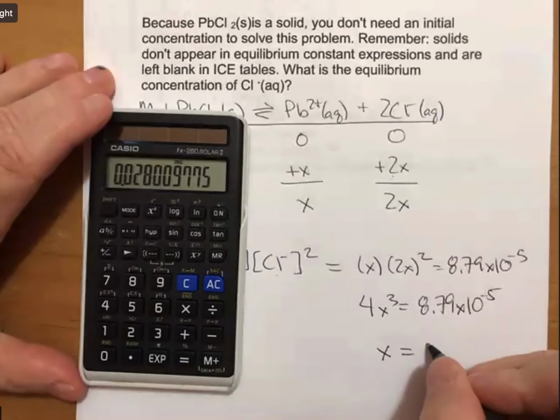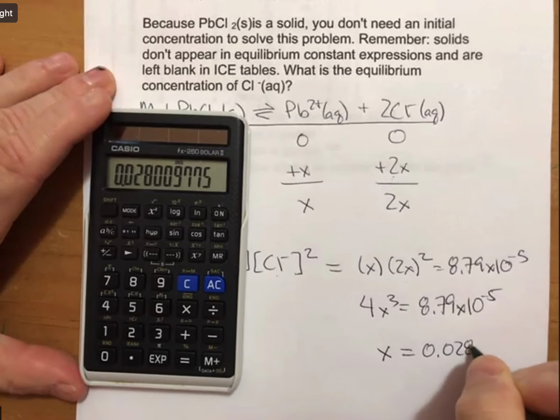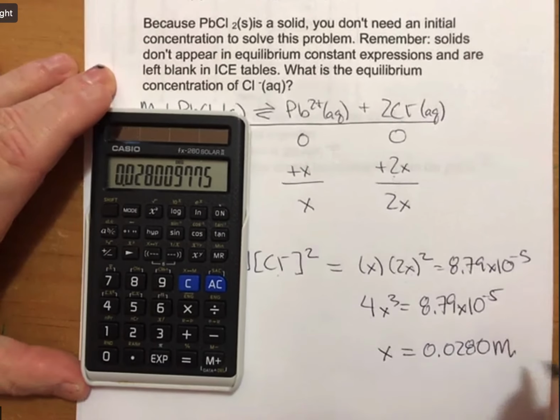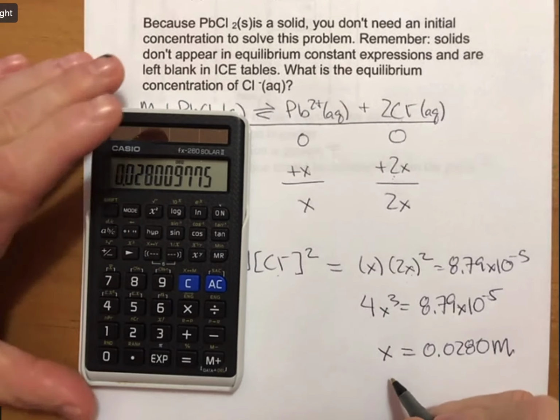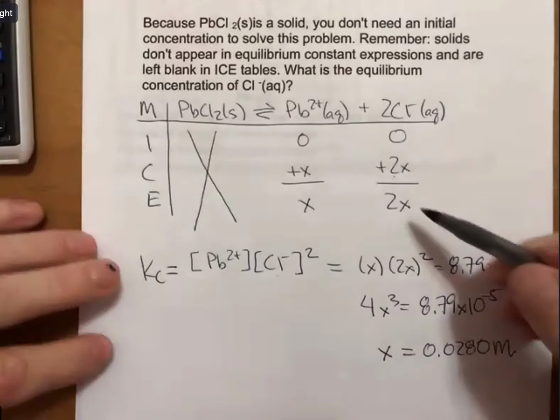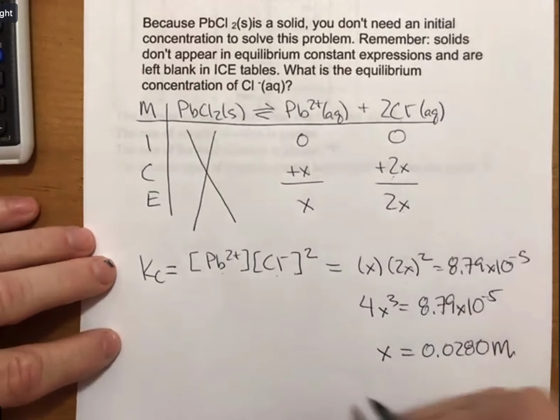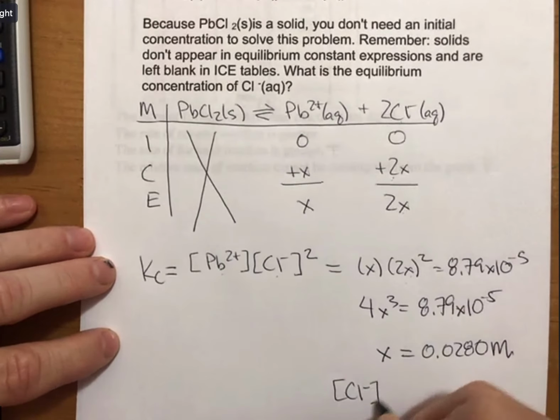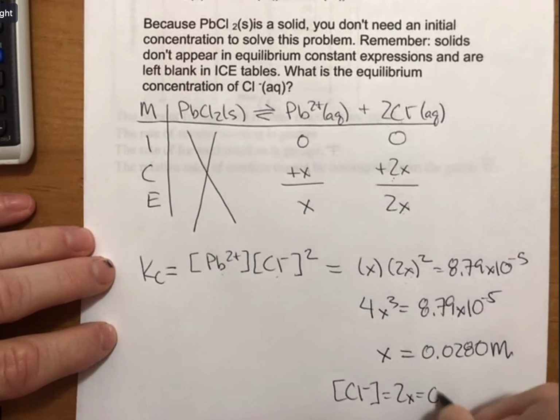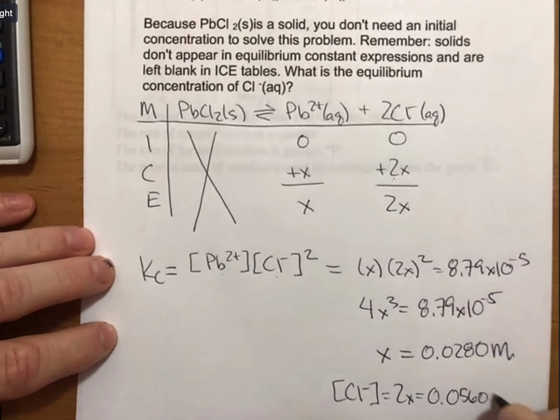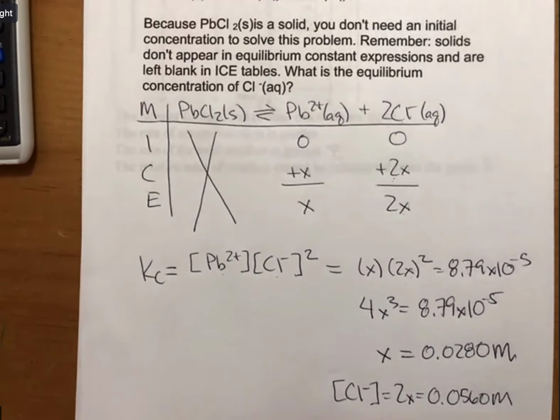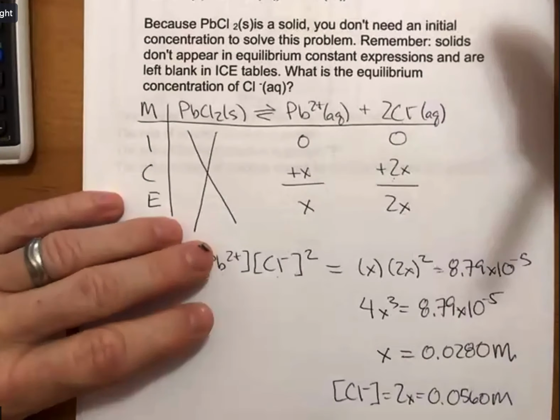And I get 0.0280 molar as my x. And chloride will be twice as much, 0.0560 molar. And that is our last ice table problem.